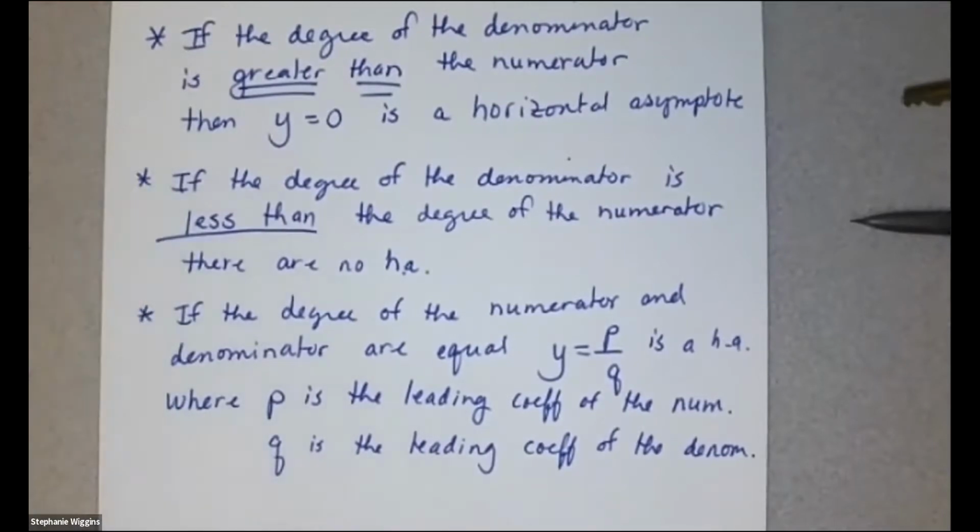So there are three situations. If the degree of the denominator is greater than the numerator degree, then y equals 0 is a horizontal asymptote. If it's less than, then there is no horizontal asymptote. And if the two degrees are equal, then the leading coefficients determine the horizontal asymptote. So let me see if there's an example.